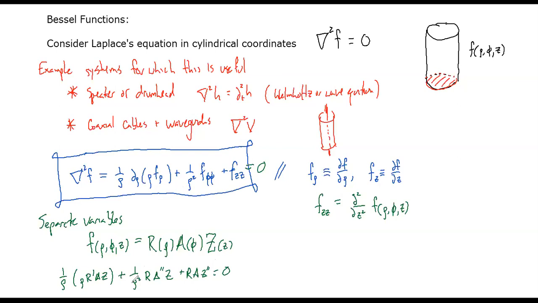Okay, so now I can start trying to separate stuff. You need that I have separable solutions. The typical way of doing this is you take the whole thing and divide by R A Z. What you can see is that the underivatived terms vanish, so the R and the A go away. I end up with Z double prime over Z, and A double prime over A here, and R prime, but other stuff's going to happen to it, over R there.